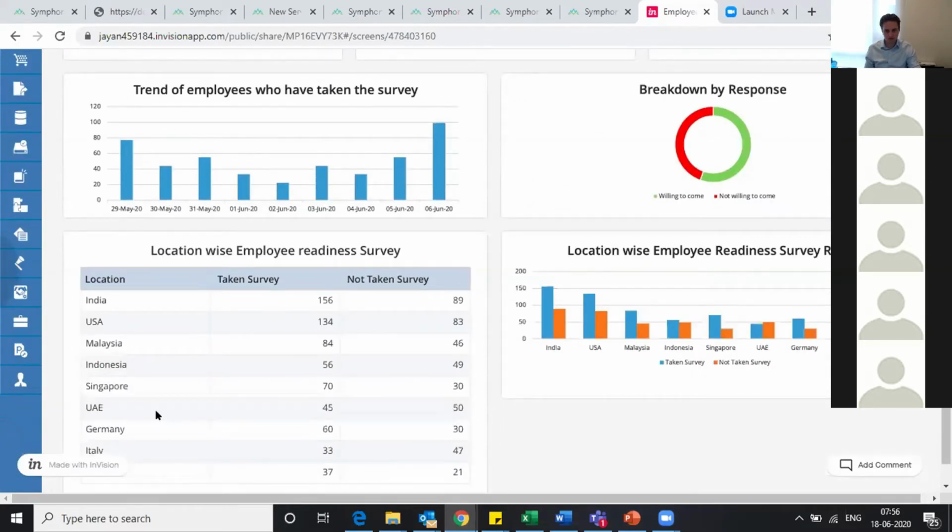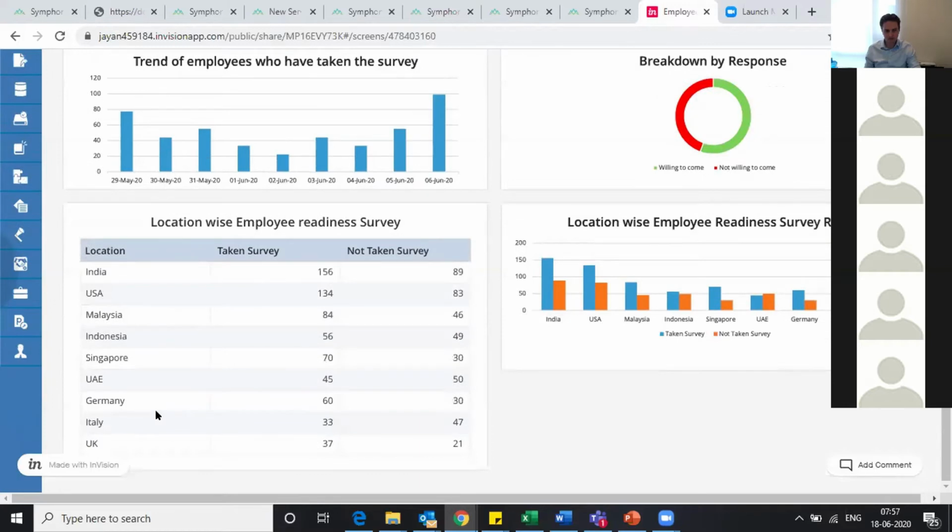So if your organization is spread across multiple locations, you can see by locations how many have taken the survey, how many have not taken the employee readiness survey, and so on. So this was the first use case which we discussed on the employee readiness survey.